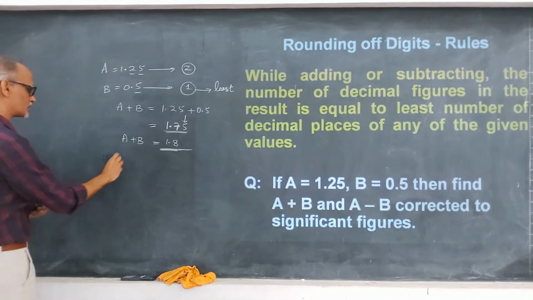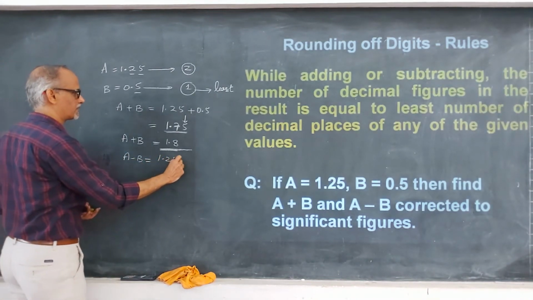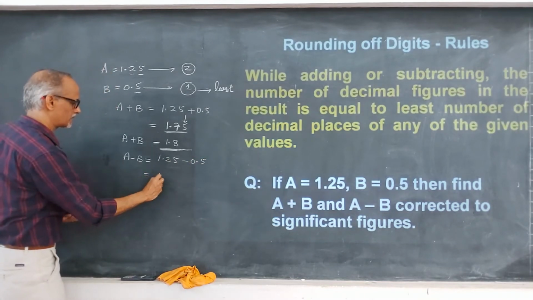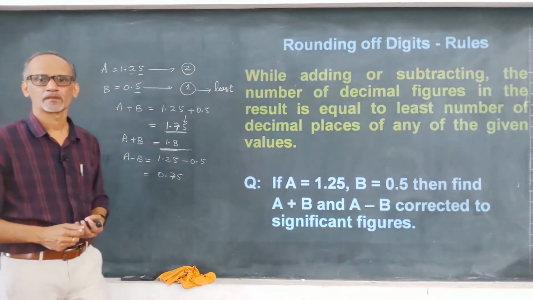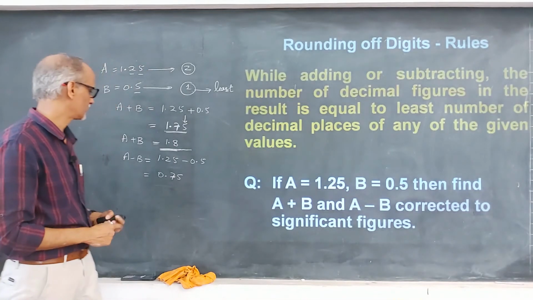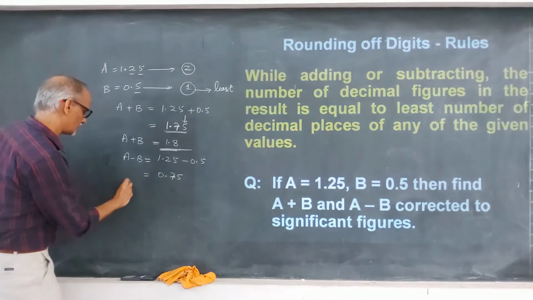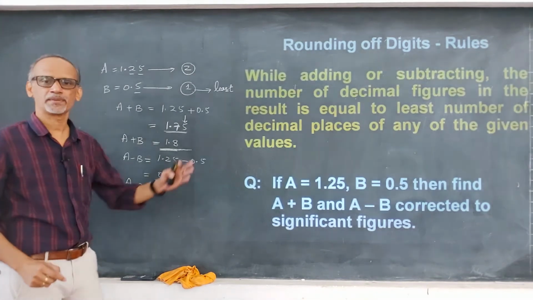Let's do the subtraction. A minus B. 1.25 minus 0.5. So, I will get 0.75. 0.75 when you subtract 1.25 minus 0.5 is 0.75. So, this is the correct answer. Okay, but what is the answer by applying the rule?